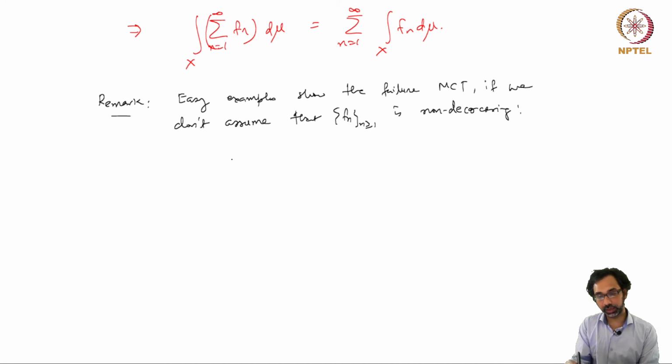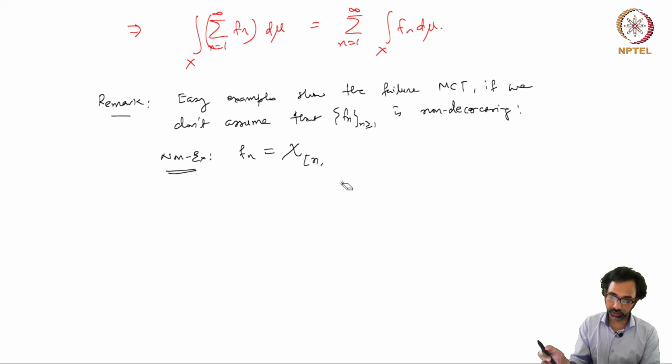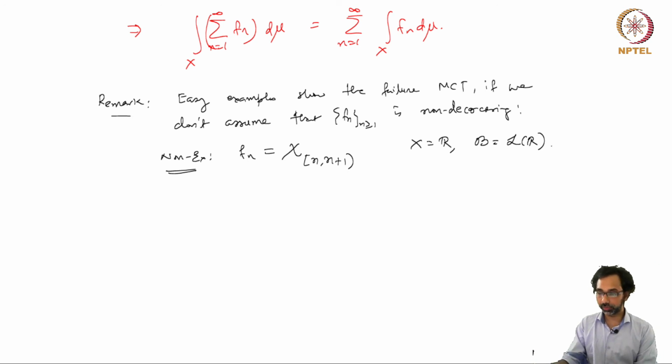So let's see an example. So we can take fn to be, so this is rather a non-example. We can take fn to be the indicator function for the interval [n, n+1]. So here X is R, and you can take B to be the Lebesgue sigma algebra, and mu to be the Lebesgue measure.